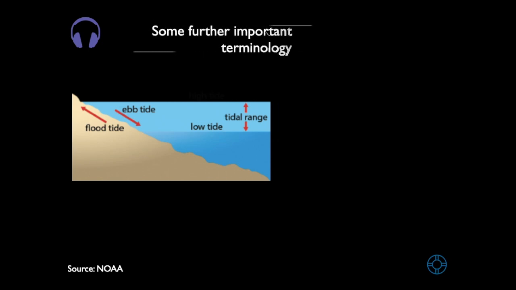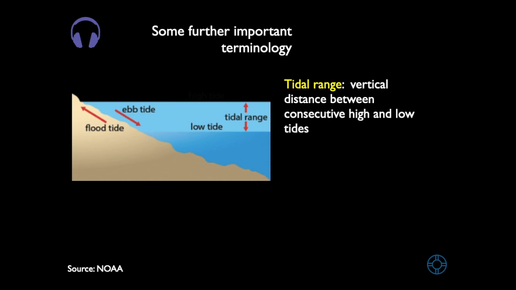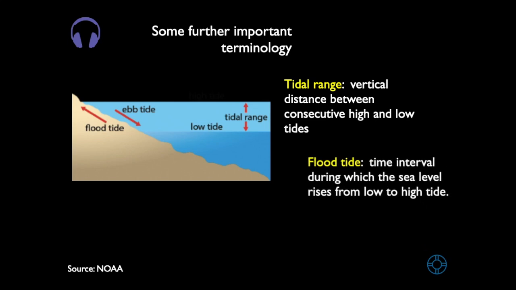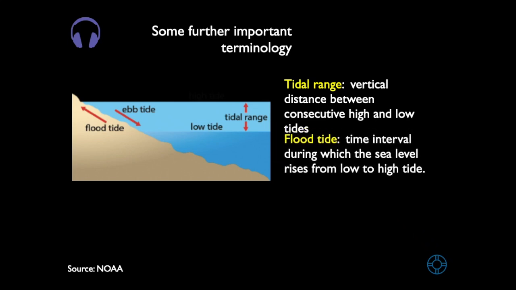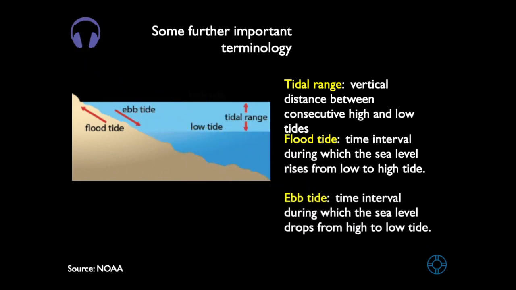Some further important terminology is the tidal range, that is the vertical distance, normally in meters, between consecutive high and low tides. The flood tide is the time interval during which the sea level rises from low tide to high tide. And the ebb tide, that is the time interval during which the sea level drops from high to low tide.